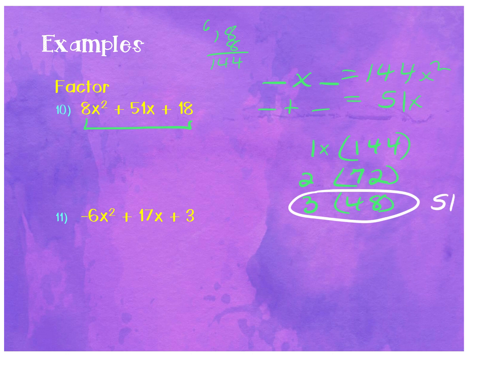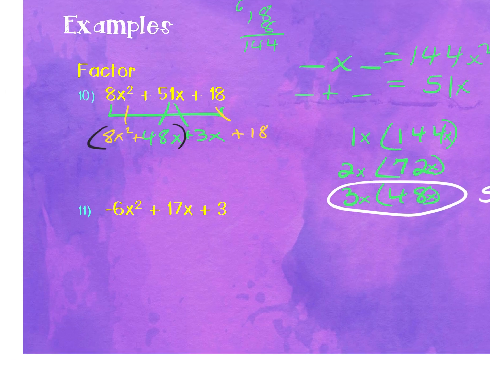Now again, remember, these all have x's. So my two factors that are going to replace the 51 are going to be 3x and 48x. And again, it doesn't matter how you put them in. So if you want to put the 48 first and then the 3 second, doesn't matter. In the end, it all works out the same way. So rewrite the 18, rewrite the 8x squared. So now you're going to make your groups. Put parentheses around the first two terms and then parentheses around the last two.